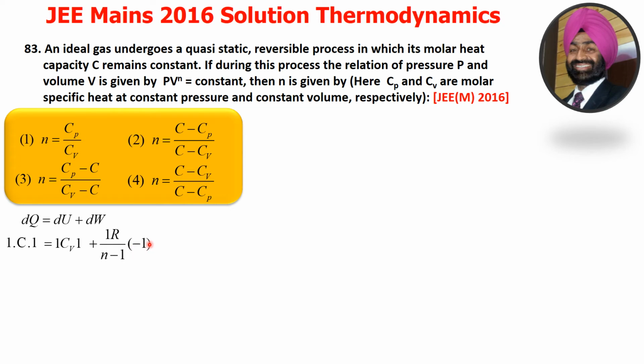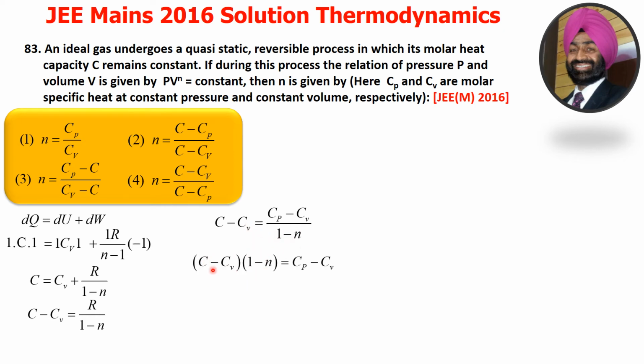So the relation can be simplified as C equal to Cv plus R over N minus 1, to be changed due to the minus 1 as 1 minus N. Now we'll proceed further. Since R is equal to Cp minus Cv, let's take this Cv to the left hand side and replace R by Cp minus Cv. Further, multiply 1 minus N to the left hand side term. So on expansion you will get 4 terms.